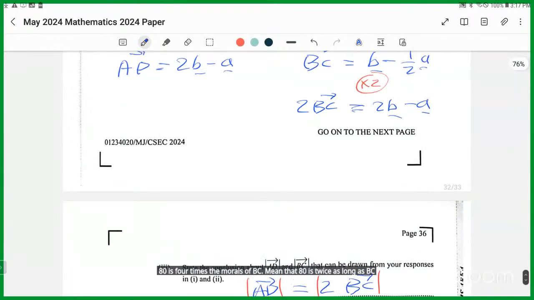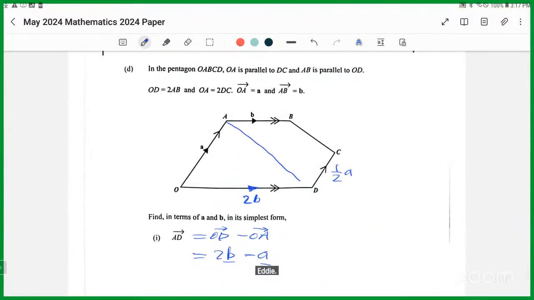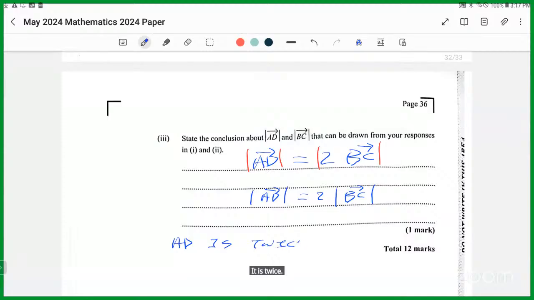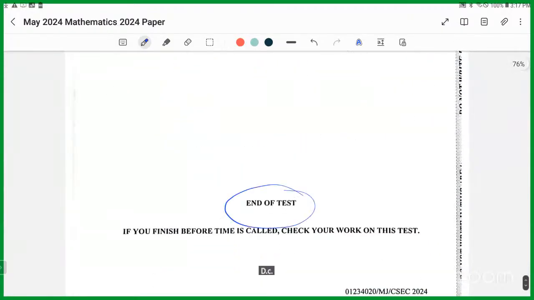I can see it on the diagram as well. AD is twice this long, twice as long as that. AD is twice the length of BC. So we can write that as well: AD is twice the length of BC. End of this test. And that is that.